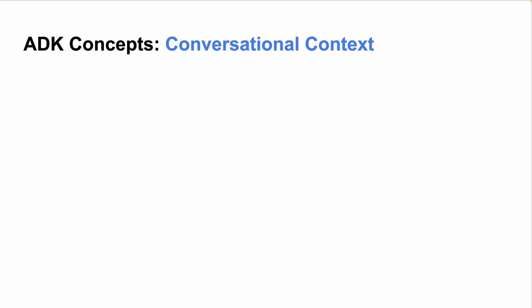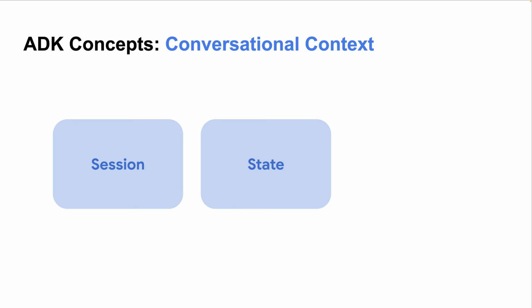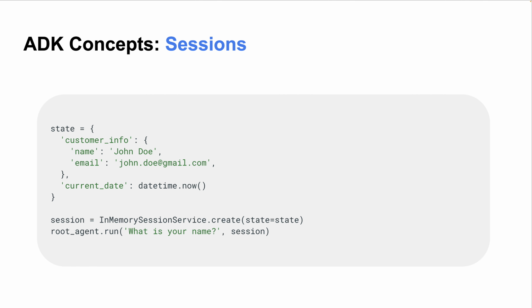Let's now talk about the conversational context concept. There are three components here: a session, state, and memory. Let's break it all down. So the session corresponds to the current conversation thread. It's the history of the interaction between a user and your agent system with a chronological sequence of messages and actions. Let's talk about the components of a session.